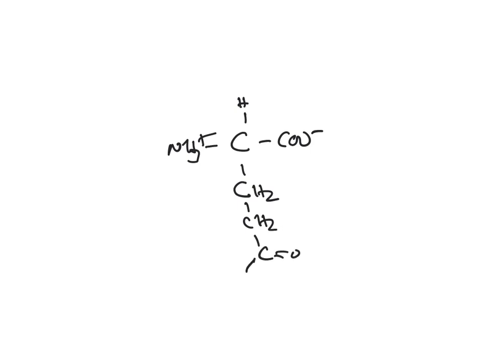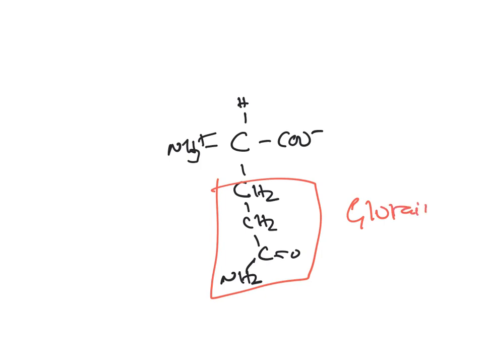Glutamine has alpha carbon in the center, COO minus, NH3 plus, H, and then it has CH2, and then C double bond O and NH2. That's the amino group here. That's the side chain of glutamine. Glutamine, you can write it as GLN. Now what is the importance of glutamine?